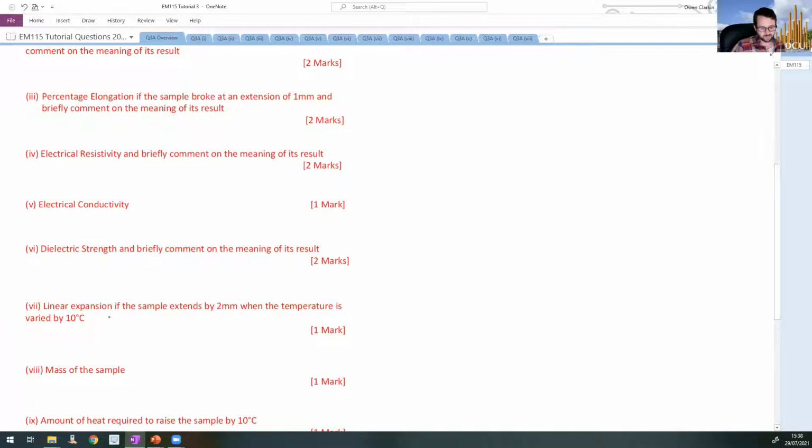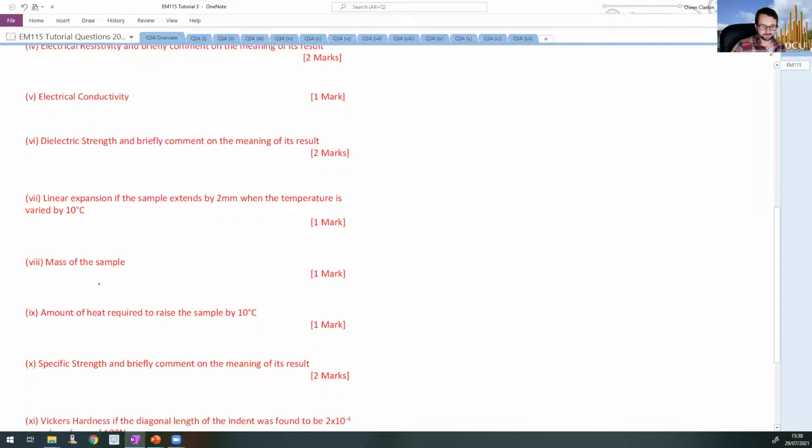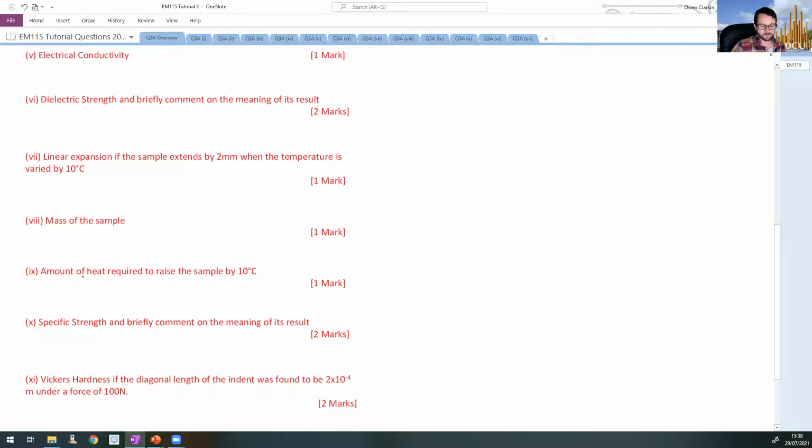Then part 7, we're asked for the linear expansion. It's the coefficient of linear expansion, if the sample extends by 2 millimeters when the temperature is varied by 10 degrees Celsius. The temperature is increased by 10 degrees Celsius. The sample extends by 2 millimeters. We're asked for the mass of the sample. We're asked for the amount of heat required to raise the sample by 10 degrees Celsius. So that's the amount of heat energy required.